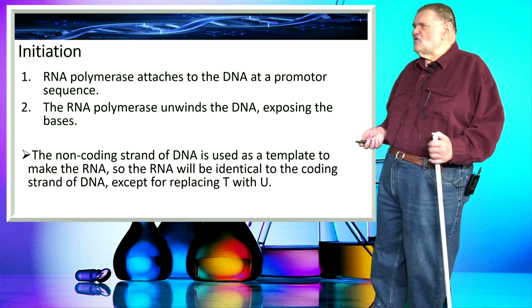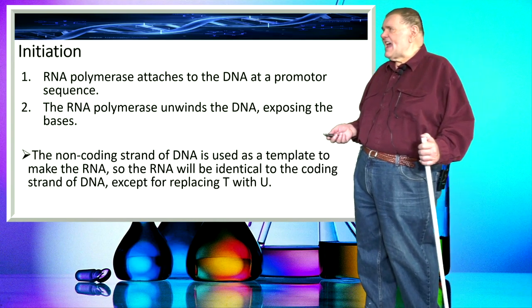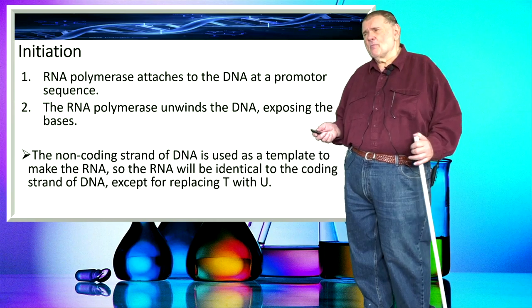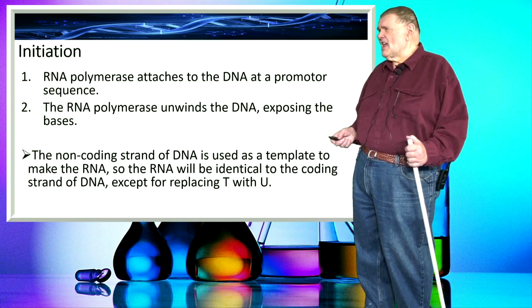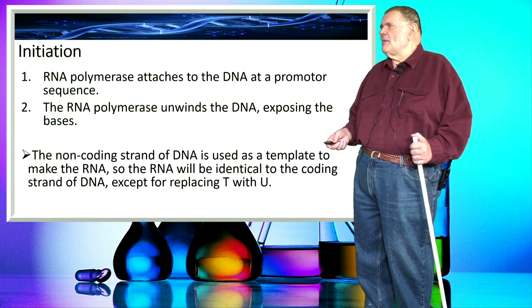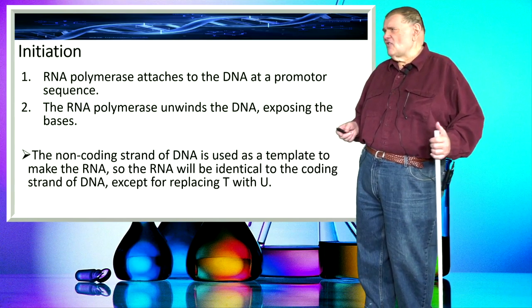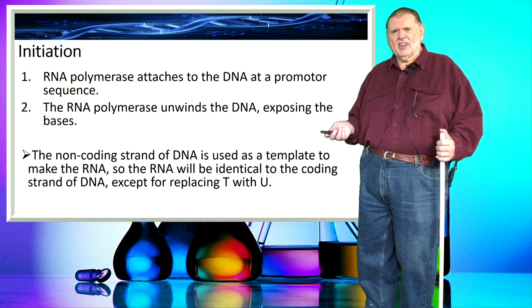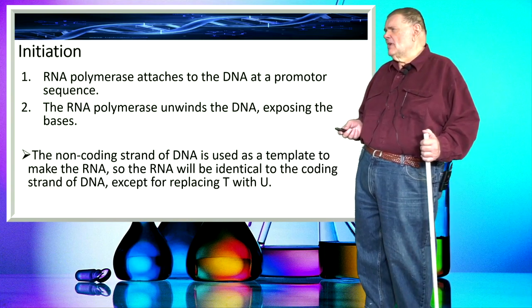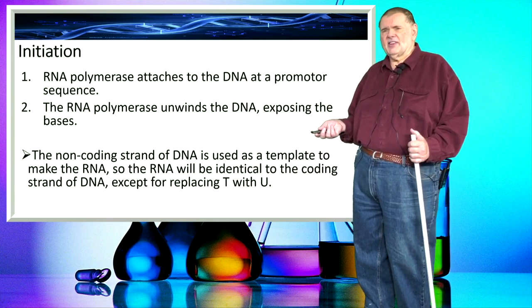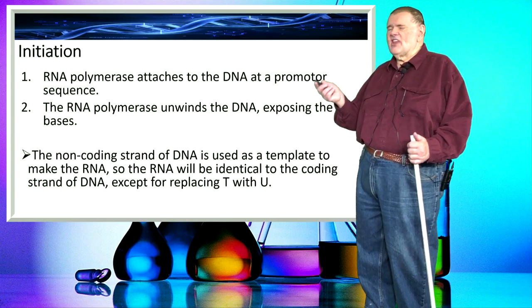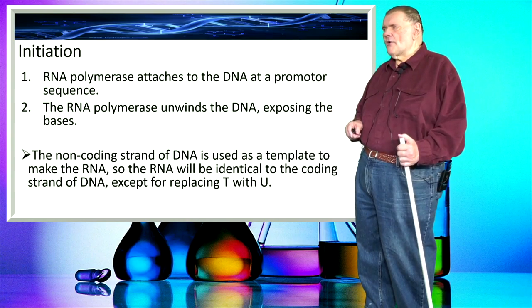In initiation, the RNA polymerase attaches to the DNA at a promoter sequence. It has to recognize that. The RNA polymerase unwinds the DNA, separating the strands, exposing the bases within them. The non-coding strand of DNA is used as a template to make the RNA.